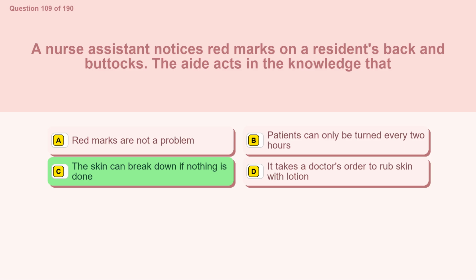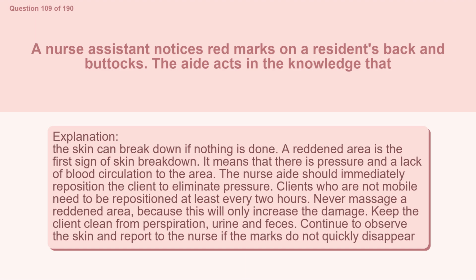The correct answer is option C. The skin can break down if nothing is done. A reddened area is the first sign of skin breakdown. It means that there is pressure and a lack of blood circulation to the area. The nurse aide should immediately reposition the client to eliminate pressure. Clients who are not mobile need to be repositioned at least every 2 hours. Never massage a reddened area, because this will only increase the damage. Keep the client clean from perspiration, urine, and feces. Continue to observe the skin and report to the nurse if the marks do not quickly disappear.